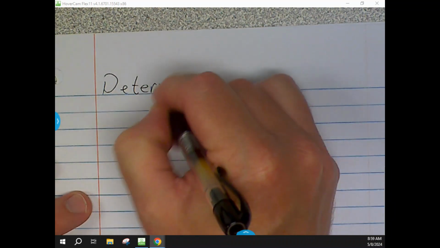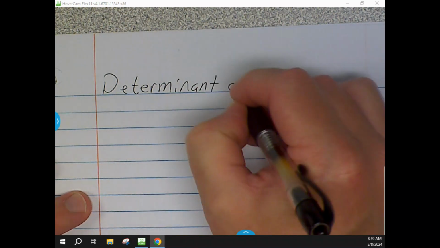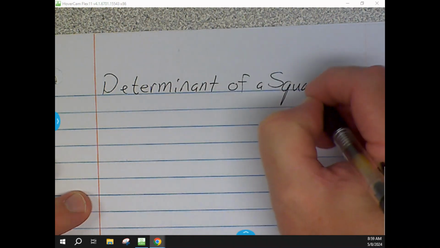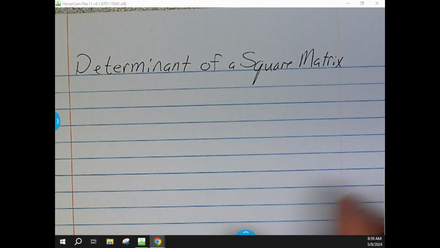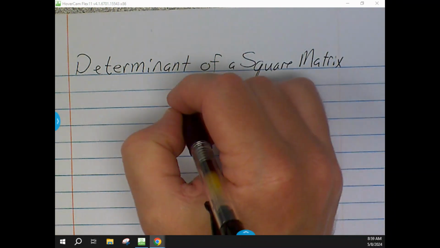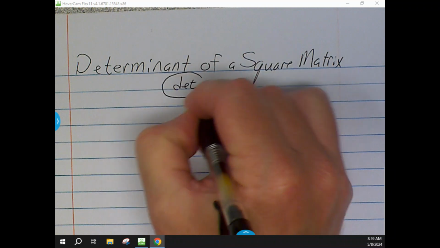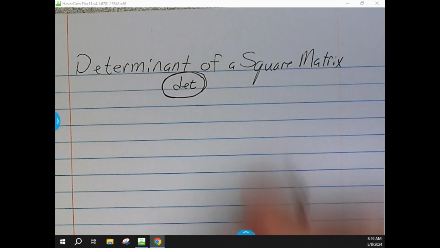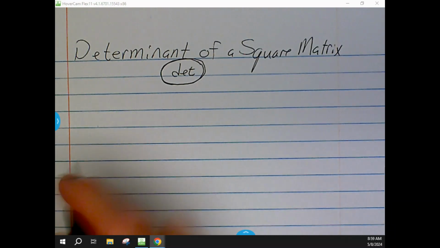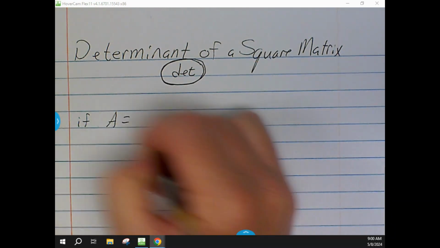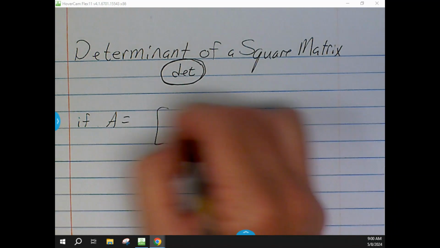Okay, here's where we get determinants. If they ask for the determinant, they're going to write DET for short. So anytime you see DET, they're just saying we're going to find the determinant. We're going to start with a 2 by 2, then we'll show you a 3 by 3. So if matrix A is, and leave a little bit of room on the top here because we're actually going to do some work up here.